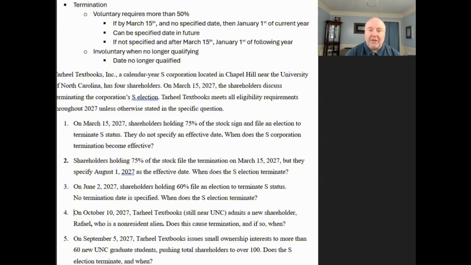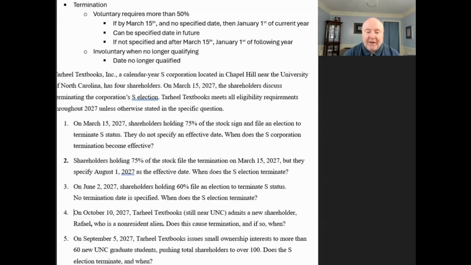On March 15th, so by the 15th day of the third month, that's okay, the shareholders discussed terminating the corporation's S election. Tar Heel Textbooks meets all eligibility requirements throughout 2027 unless otherwise stated in the specified questions. I gave you 5 questions all related to that similar type of fact pattern. So our first question is, on March 15th, 2027, shareholders holding 75% of the stock sign and file an S election terminating their S status.